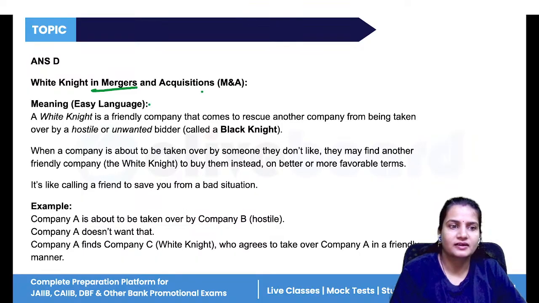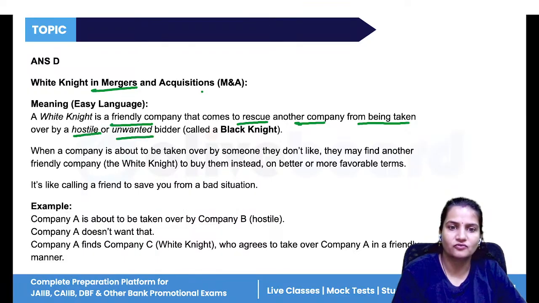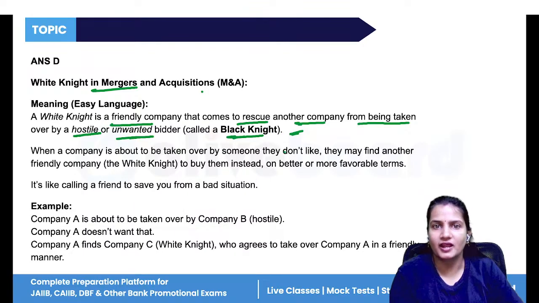So what is a white knight? It is a friendly company that comes to rescue another company from being taken over by a hostile or unwanted bidder, called the black knight. The white knight comes to help the target company from being acquired in a hostile takeover.